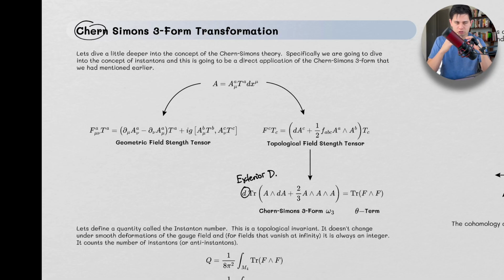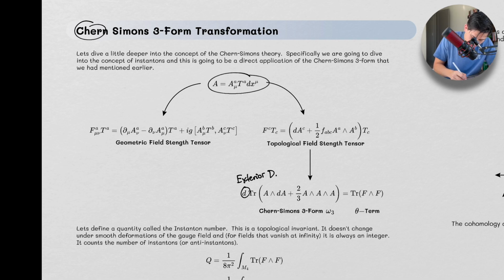So let's just recall what we've done so far. This was the Yang-Mills theory, right? I'll write that right here, Yang-Mills theory. And we were able to get a field strength tensor F. Sometimes it'll be written G. This is our field strength tensor.